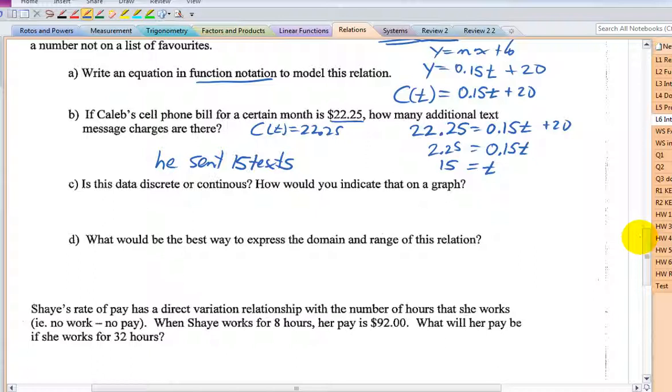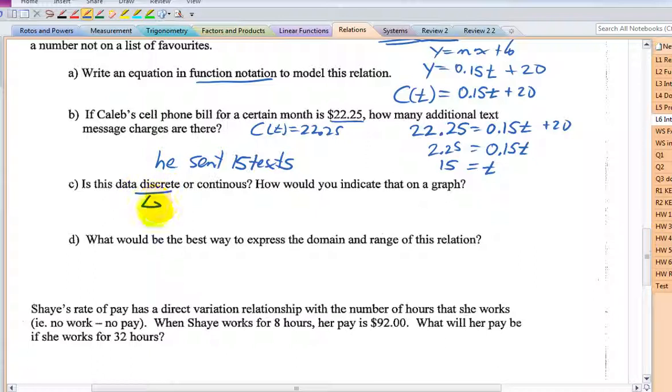Okay. Now, is this data discrete or continuous? When you're finding out discrete or continuous, look at the information being graphed. We're talking about dollars, which is continuous because you have 0.1 cent, 2 cent, right? You have cents. What about the number of texts? Is that discrete or continuous?